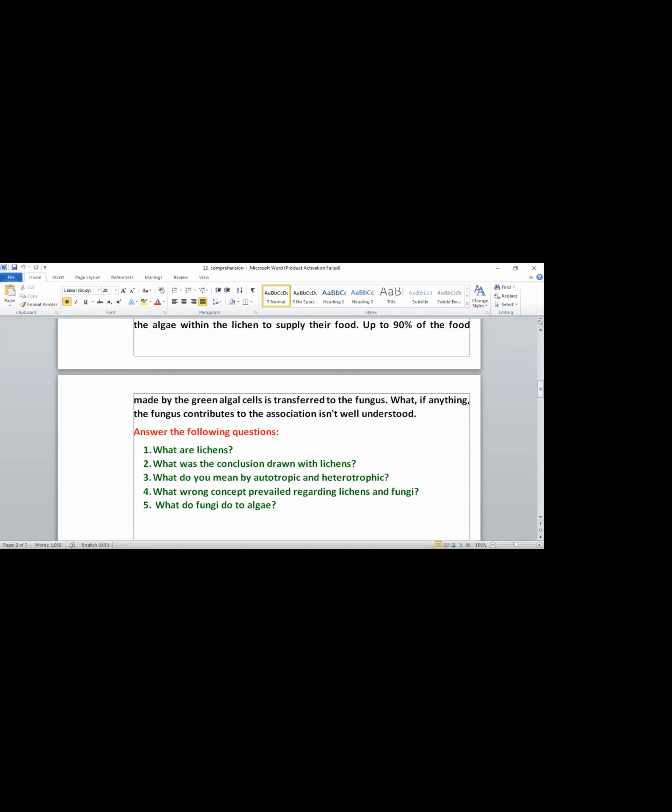Next one is, what do you mean by autotrophic and heterotrophic? You have to focus where autotrophic and heterotrophic have been mentioned. And the next one is, what wrong concept prevailed regarding lichens and fungi? Again you come to know the text is all about lichens and fungi. And there's another word, algae. What do fungi do to algae? So you come to know this is entirely related to plants, entirely related to science. Somewhere they want definition, somewhere conclusion, somewhere specific answers to words like autotrophic and heterotrophic. Having kept these ideas in mind, you can now read the passage.